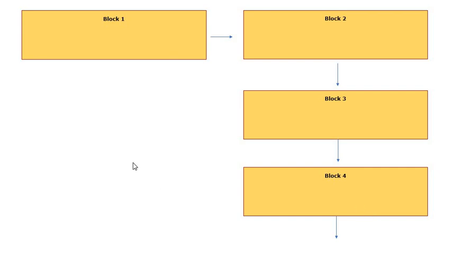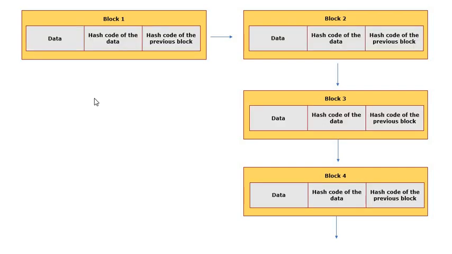So what will we have in each block? In each block you will have three things. You'll have something called data, you will have something called the hash code for the data, and you will have something called the hash code of the previous block's data. To be more clear, let me tell you what those things are for.